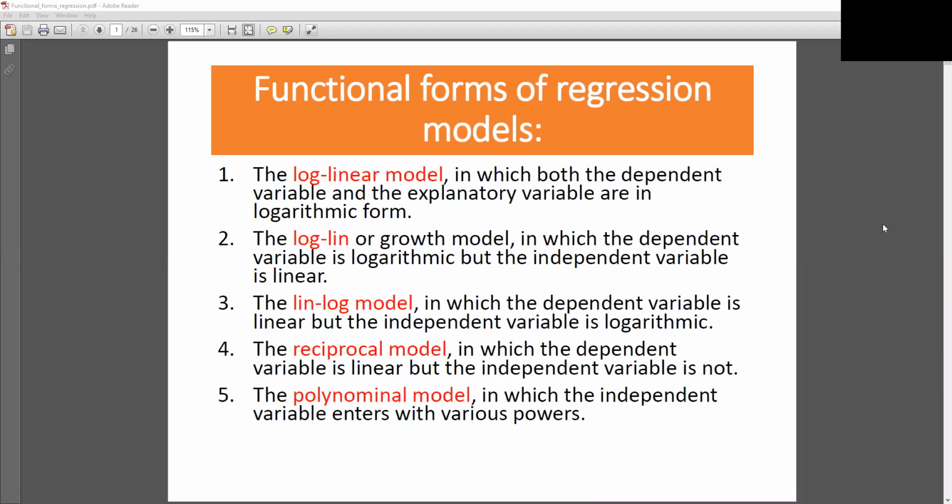In this class, we'll be seeing functional forms of regression models. We are very clear about what regression is, right? And here we'll be seeing various forms of regression. By regression, we actually mean linear regression, right?